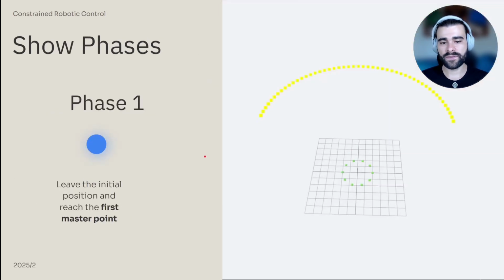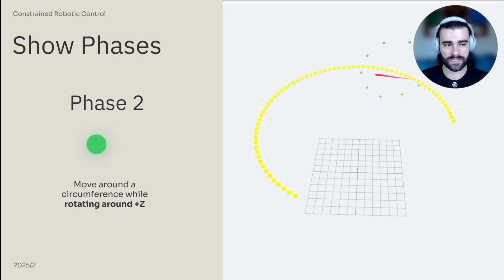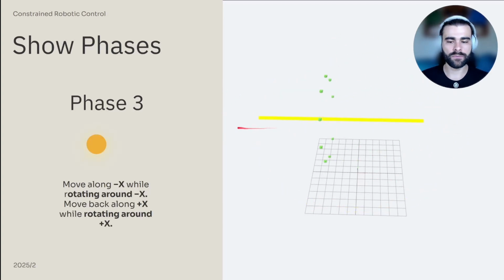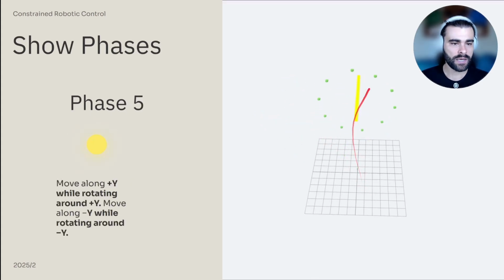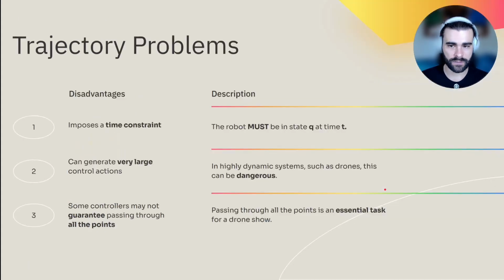The show has 5 phases, the first one being the drones leaving their initial positions and reaching the first point. The second one, they're going to create a circle around the positive z-axis, and then they're going to move back and forth in x while rotating around it as well. They're going to rotate around z and then move back and forth along y while also rotating around it.